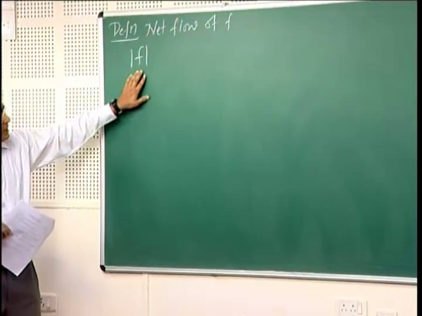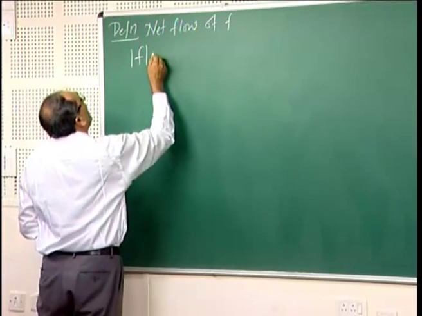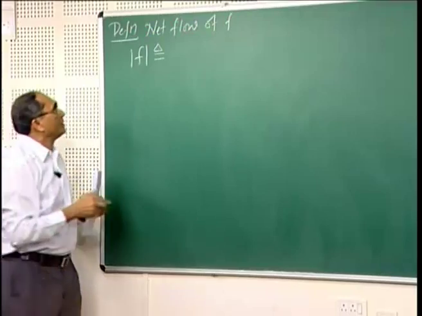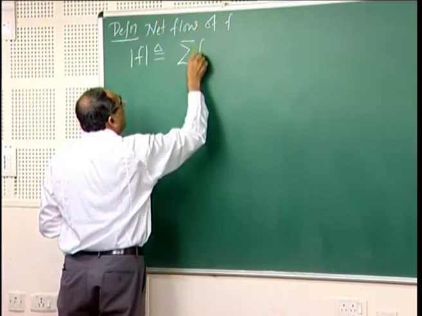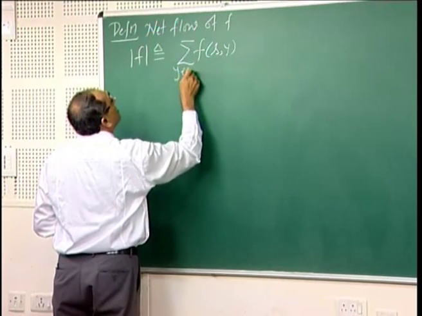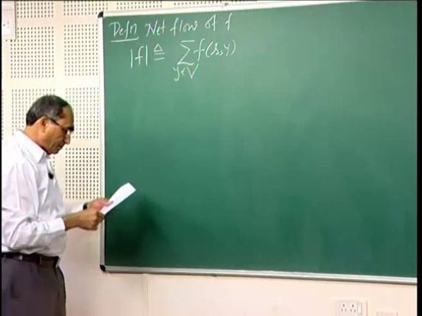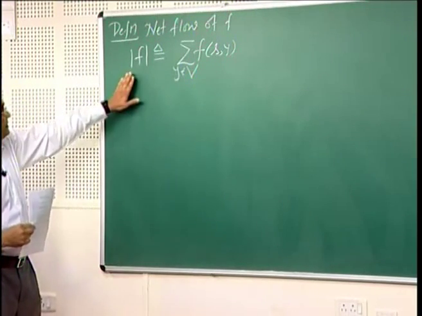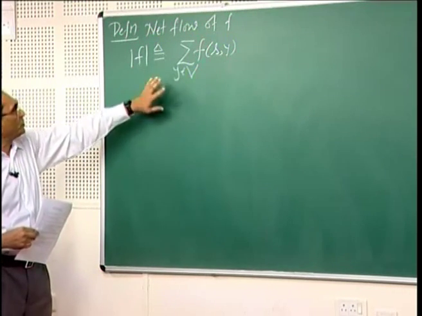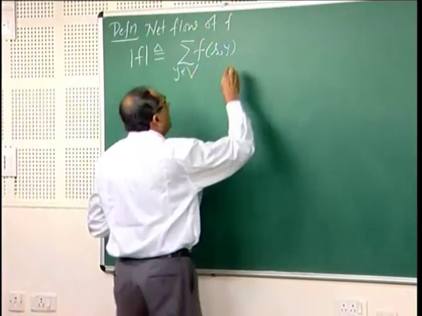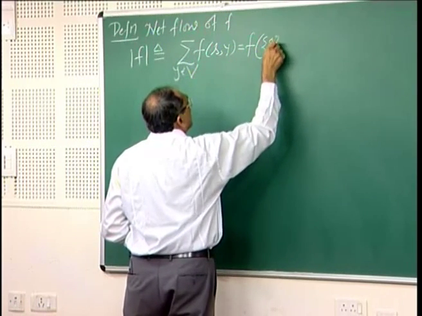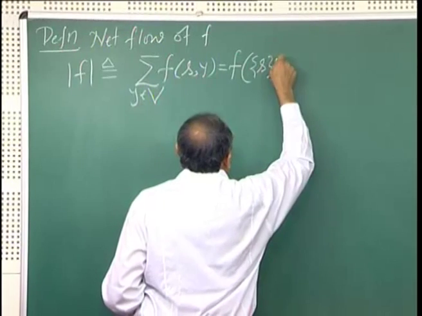This actually defines the total amount of fluid that enters into the network. So, this can be stated as the sum of f(s, y), where y belongs to V. This is the total quantity of fluid that emerges from the source and enters into the network. And in our notation that we had defined earlier, this is the same as f(s, V).